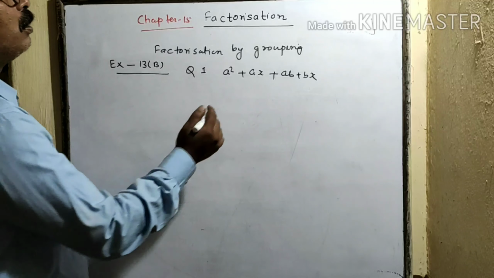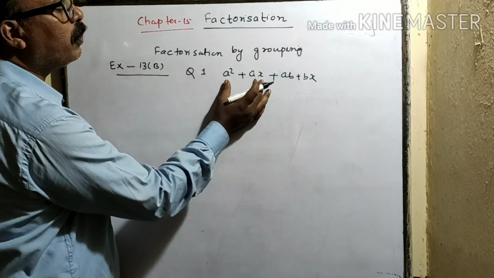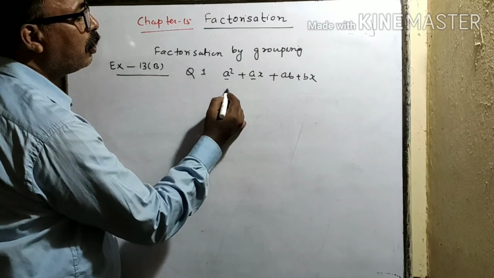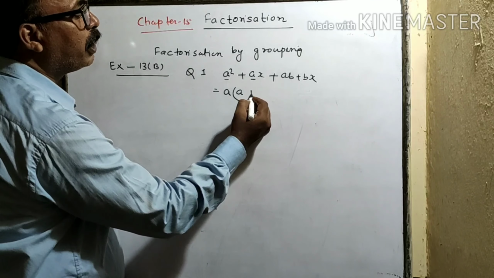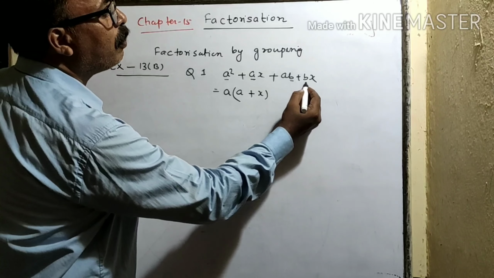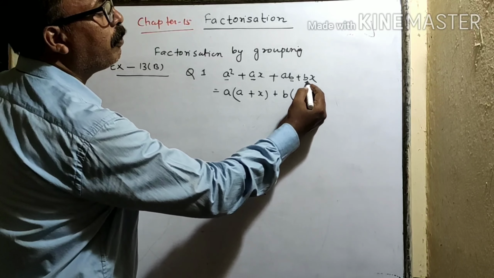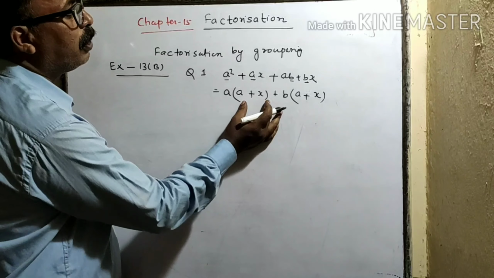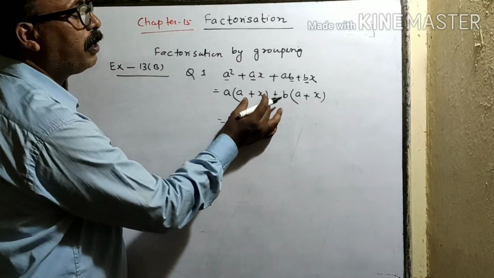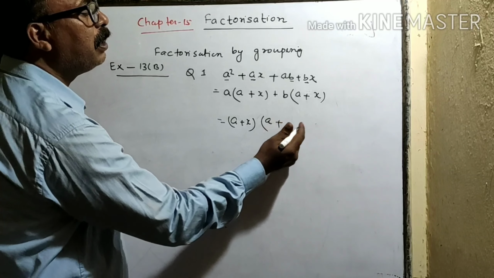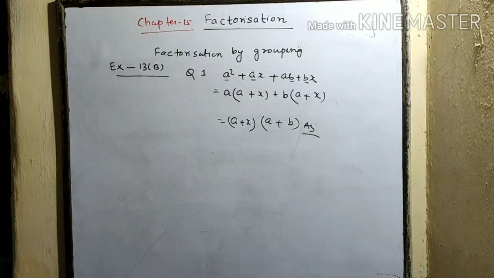So we'll make this one a group and this one another group. Between these two, what is common? We'll find that a is here, a is here. So we'll take a as common. So a will be left. From here, a is taken common, so x will be left. You will find that b is common in the other two. So b will be taken common. What will be left? A. And from here, b is taken common, so what is left? X. So a plus x is here, a plus x is here. So we'll take a plus x as common. From here, a is left. And from here, b is left. This one will be your answer: a plus x into a plus b.